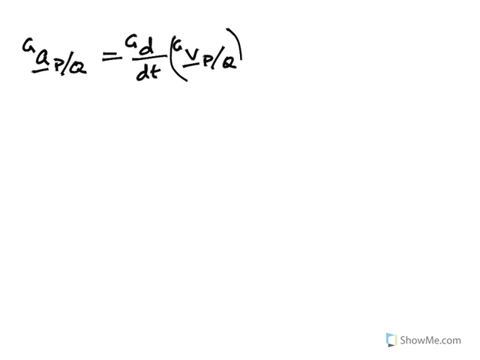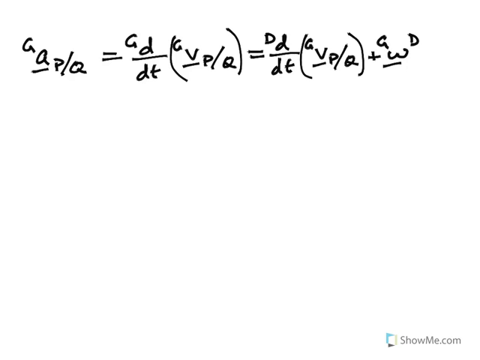And then finally, the acceleration of P relative to Q in G, which we've defined as the rate of change in G of the velocity of P relative to Q in G, because that vector is expressed in coordinates fixed in the disk, that's the rate of change in D of the velocity of P relative to Q in G, plus the angular velocity of D in G crossed with the velocity of P relative to Q in G.